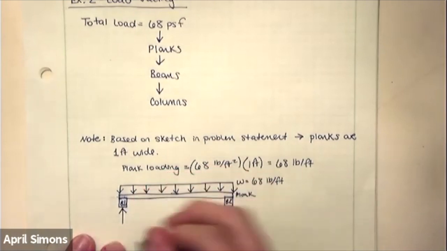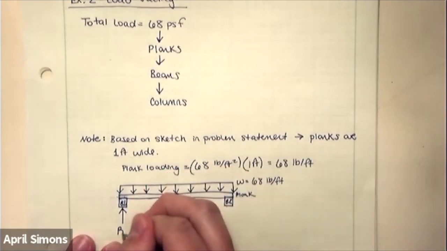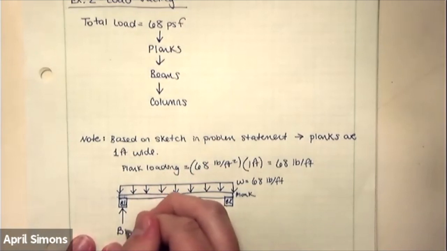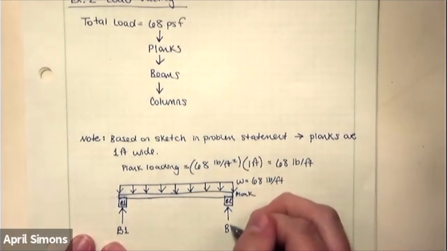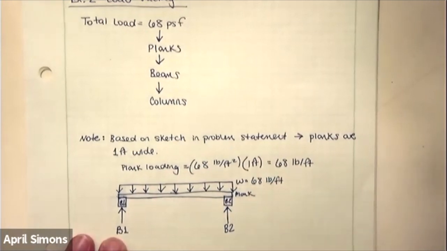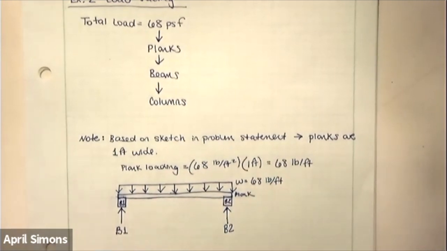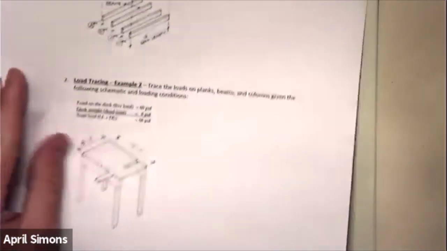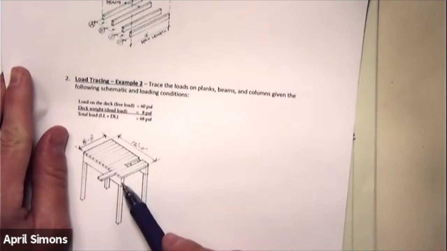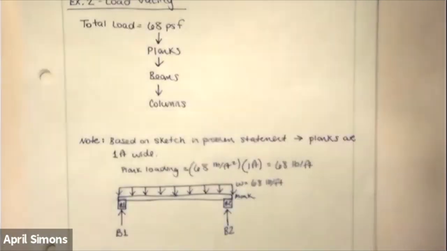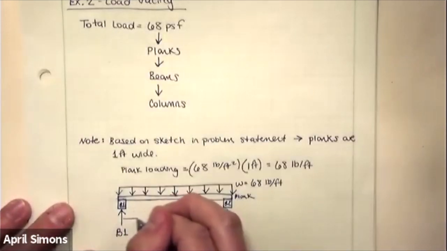we know that there'll be a reaction here. Reaction at B1. And a reaction here at B2. And we're looking at a length here of 8 feet. Okay, so each plank is 8 foot long, which means that the distance between the beams is 8 feet. So we'll note that here.